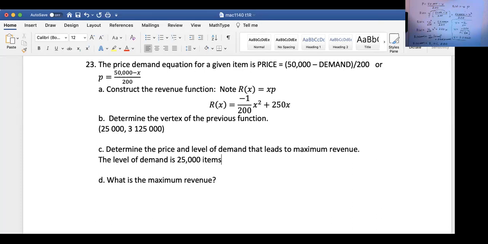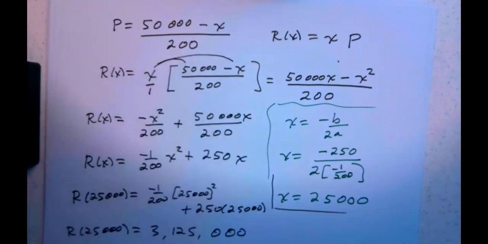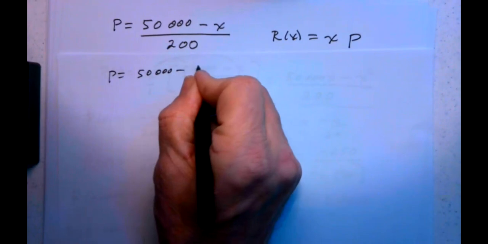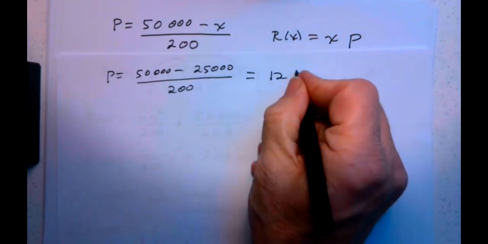Now, how do I find the price? Well, you'll recall we have this formula up here. Price is 50,000 minus X divided by 200. Well, we want 25,000. So plugging in 25,000 for X to find the price. Price is 50,000 minus 25,000 in our case here, divided by 200. That gives me 125. So the price seems to be $125.